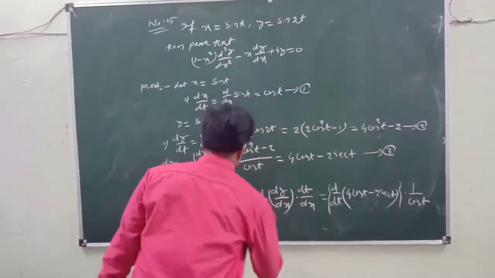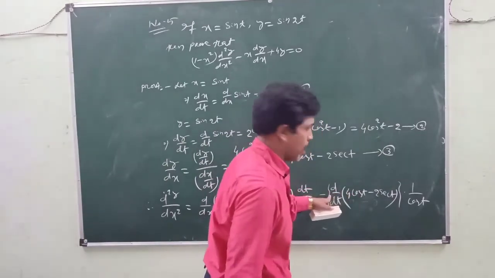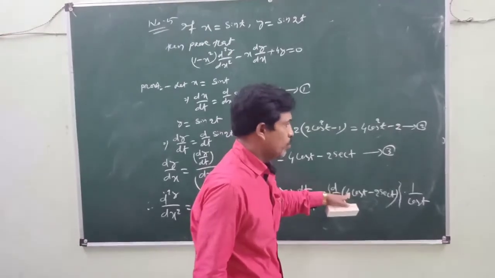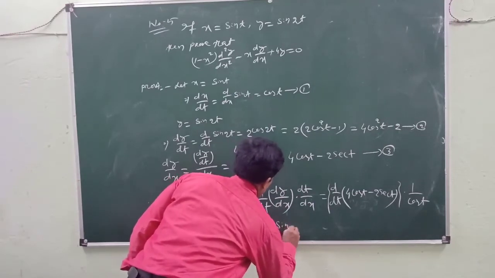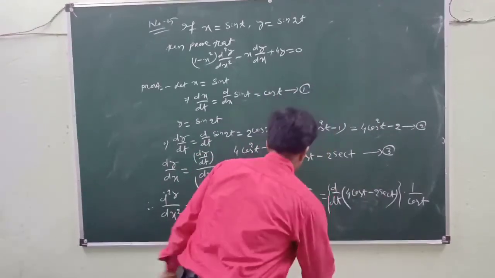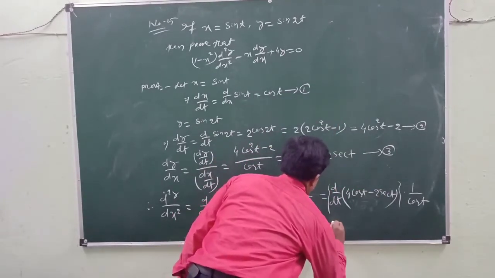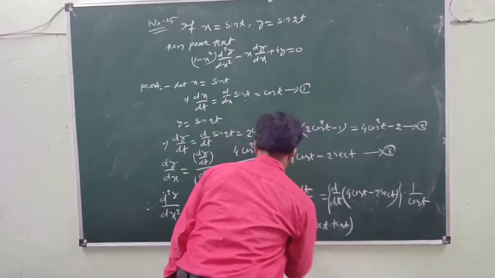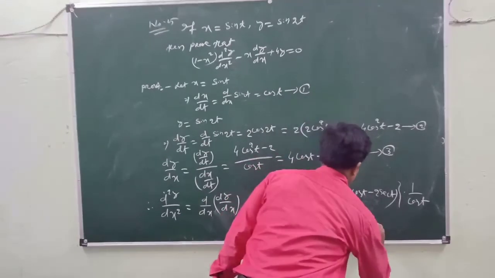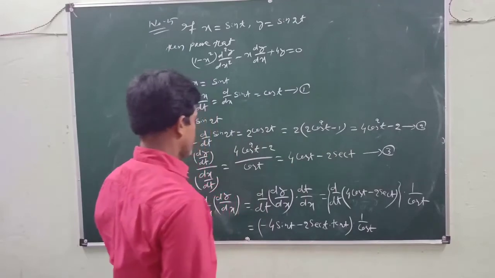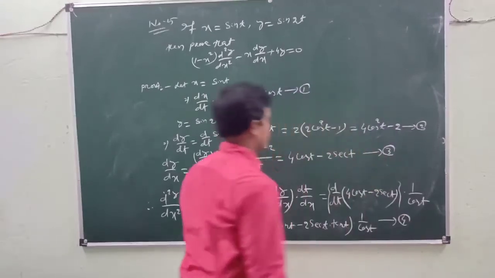Now d by dt of 4 cos t: 4 is constant, you take it outside of the derivative, then only the derivative of cos t is equal to minus sin t. So the total value will be minus 4 sin t, then here minus 2. The derivative of sec t is sec t into tan t. Here it is 1 by cos t. This is the value of d square y by dx square. So this is the 4.